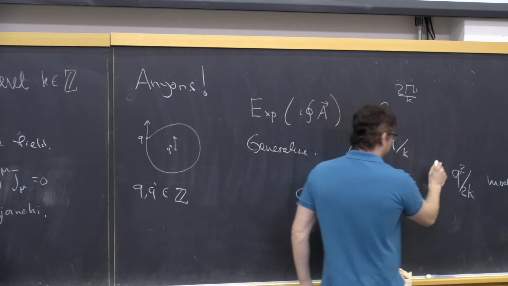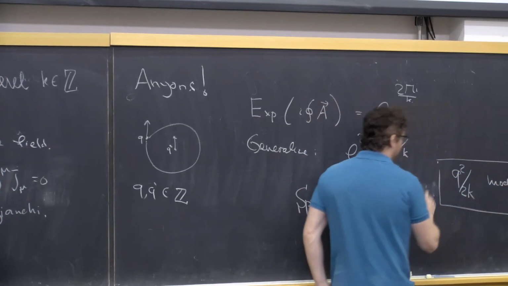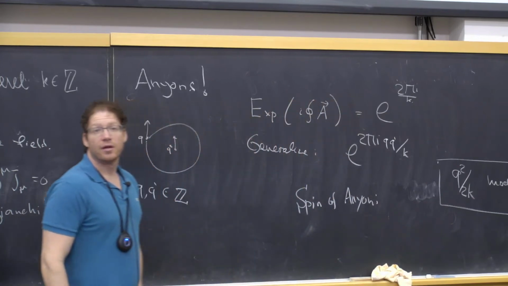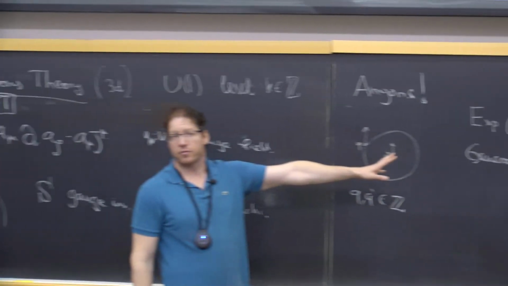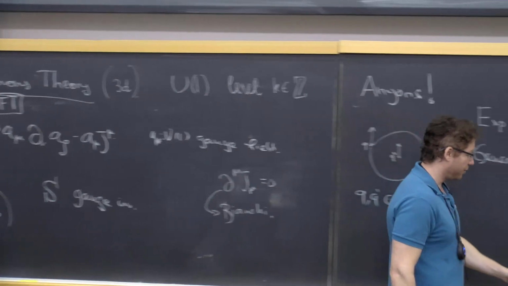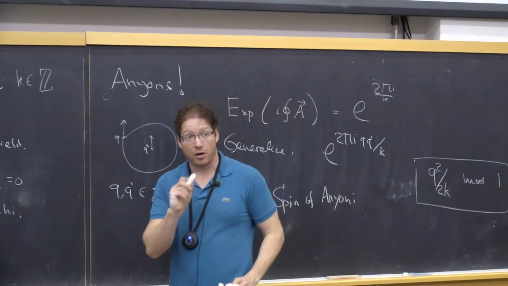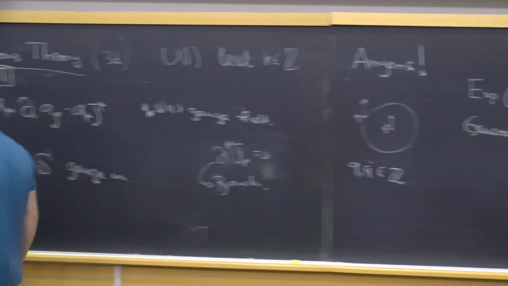So the phase is easy to compute, but the spin is a little bit harder to compute. In fact, I can give you an intuitive explanation for the spin in a second. This explanation is a little bit ad hoc, but it works well in this model.